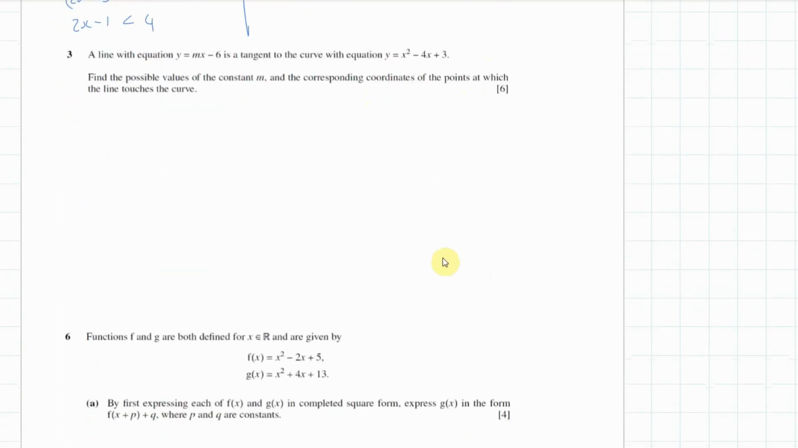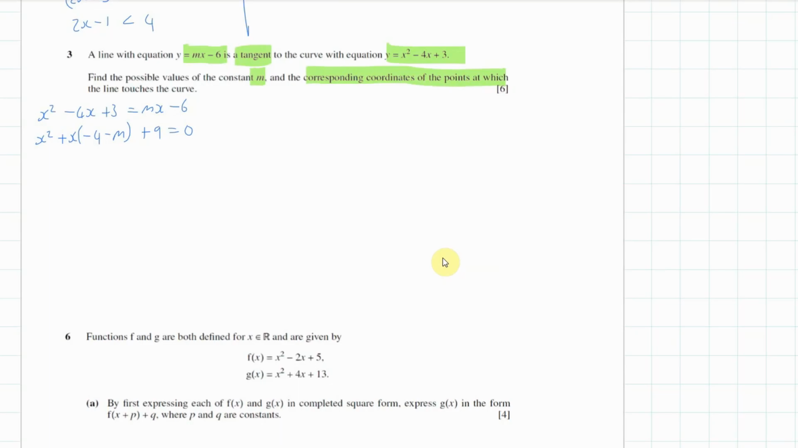A line equation with this line here is a tangent, so it touches at one point to this one here, and we've got to find the possible values of constant m and corresponding coordinates of the points at which the line touches the curve. Okay, so if they touch, we're going to make them equal to each other, like this. Then we're going to bring everything across to one side, and that would be minus 4 minus m. I'm just factorizing that out. Plus 3 plus 9, so it's plus 9. So there we go. I took the mx away from both sides, so I end up with minus 4x minus mx, and I can factorize that x into minus 4 minus m. Okay, that's all I've done there.